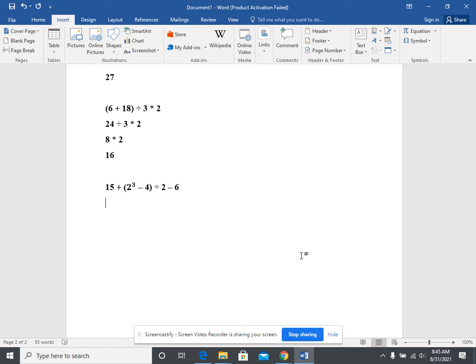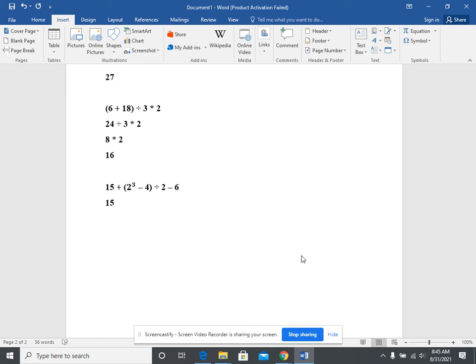All right, so this one's going to be a little bit more challenging than what we were just doing. We've got pretty much a mixture of everything. So what's my very first step? Parentheses. Parentheses is our very first step.